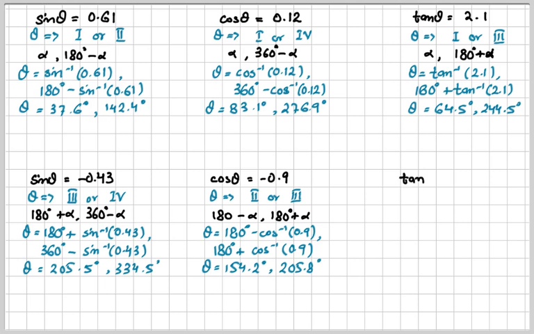Now for the last question, tan is given negative. So if tan is given negative, we know that tan is negative in the second or fourth quadrant. So the angle for the second quadrant is 180 minus alpha and for the fourth quadrant it is 360 minus alpha.